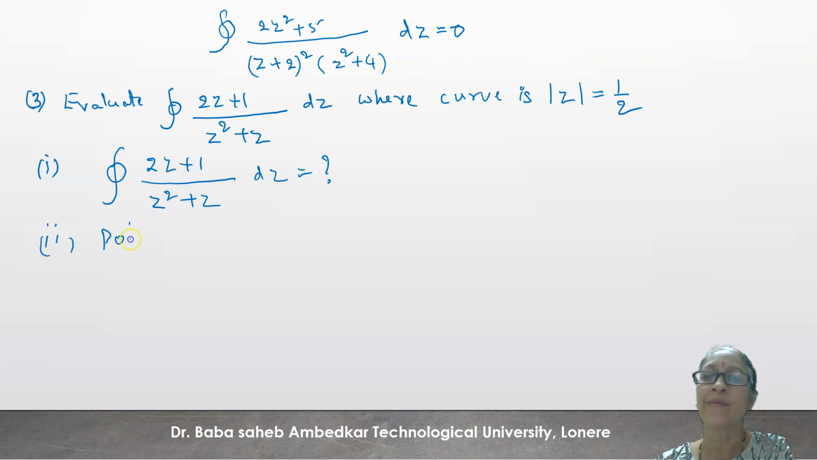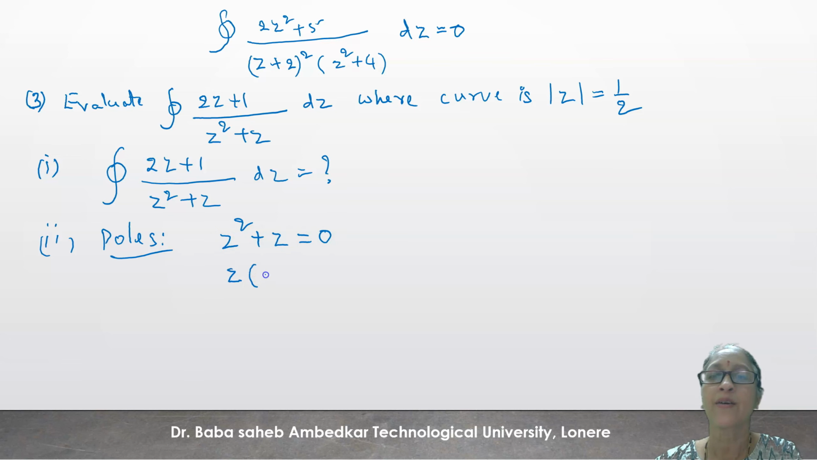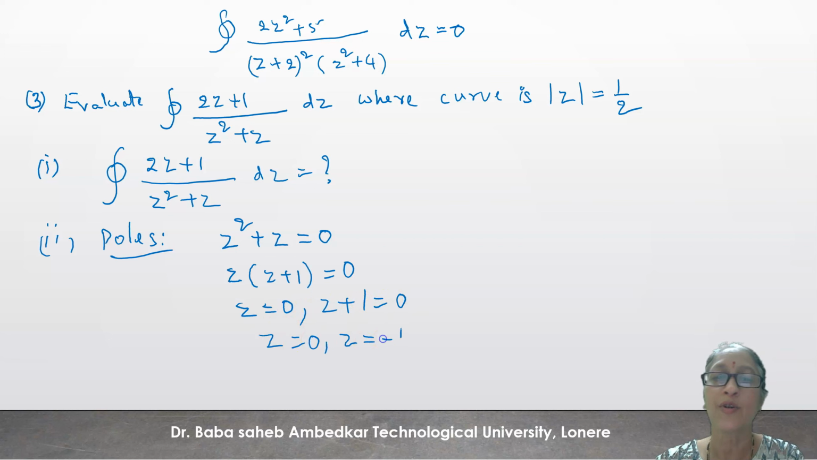Find poles. How do you find poles? Equate the denominator z square plus z to 0. Here you can take z common. If you take z common, you get z into z plus 1 equal to 0. What does it mean? z equal to 0 and z plus 1 equal to 0. So here z equal to 0 and z equal to minus 1 are poles. So after finding poles, we have to plot the given curve.